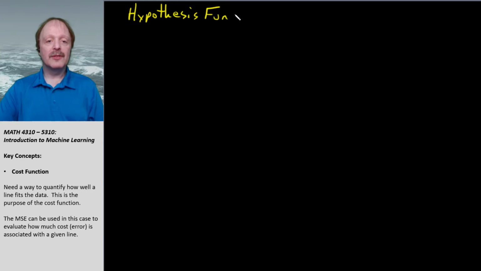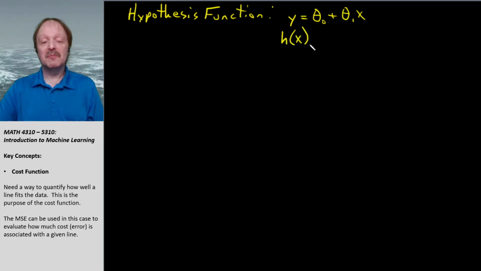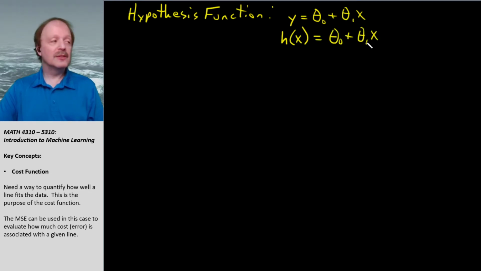Our hypothesis function that we talked about was just the equation of a line, and we said that y is equal to theta sub 0 plus theta 1 x, where theta sub 0 is the y-intercept, and theta 1 is the slope, right? Now, instead of saying y here, I can represent that as h of x, because it's a function of the input. So h of x is equal to theta 0 plus theta 1 x, just like that.